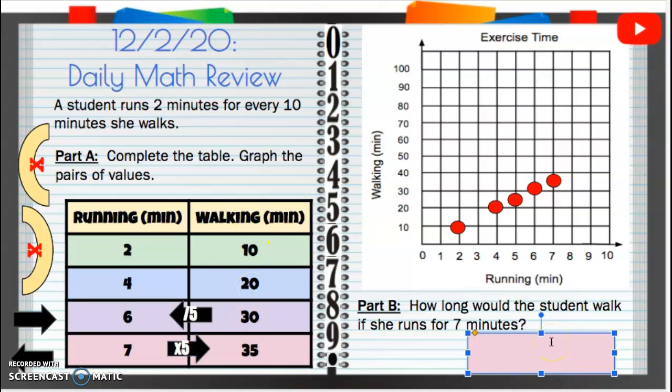So I'm going to double click there. I'm going to put 35 minutes. Whoop, if I want to do space.